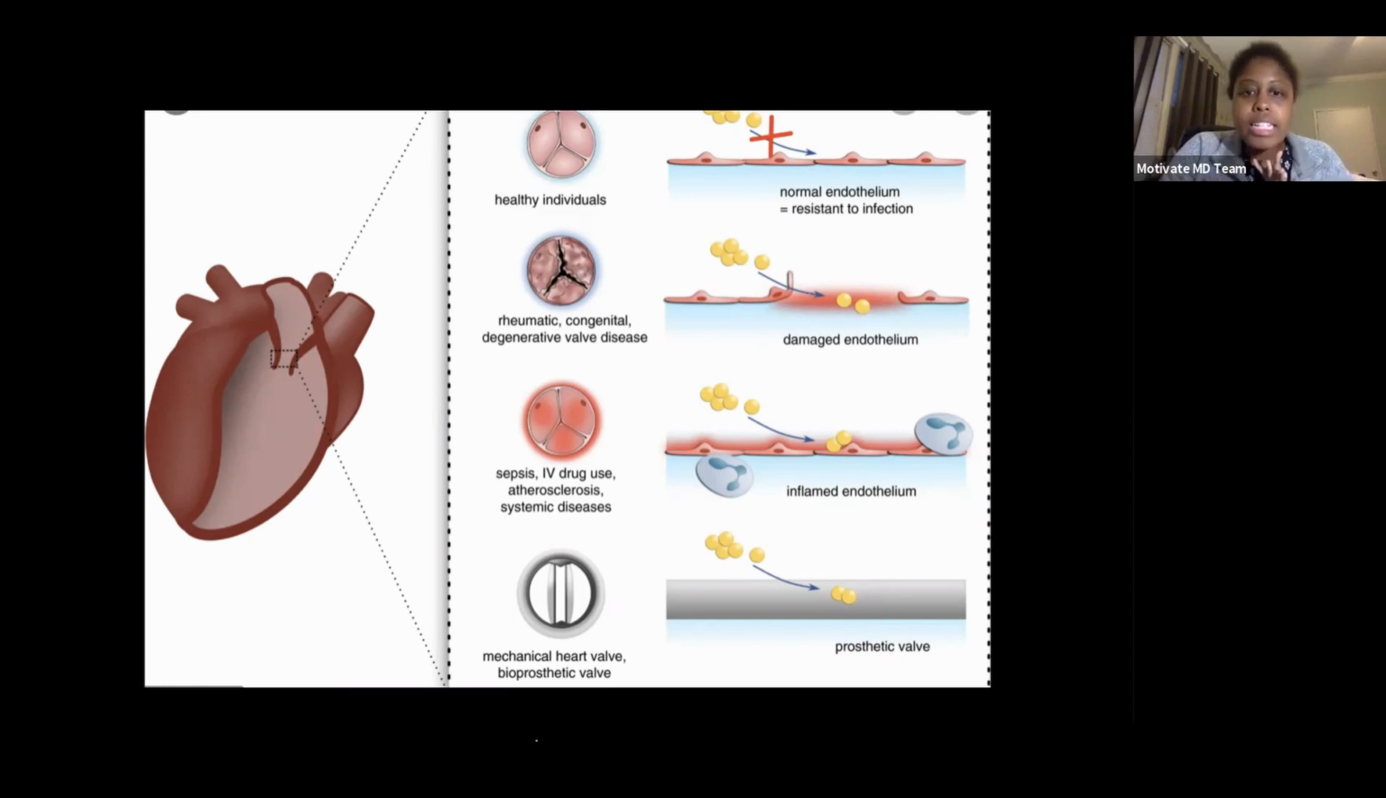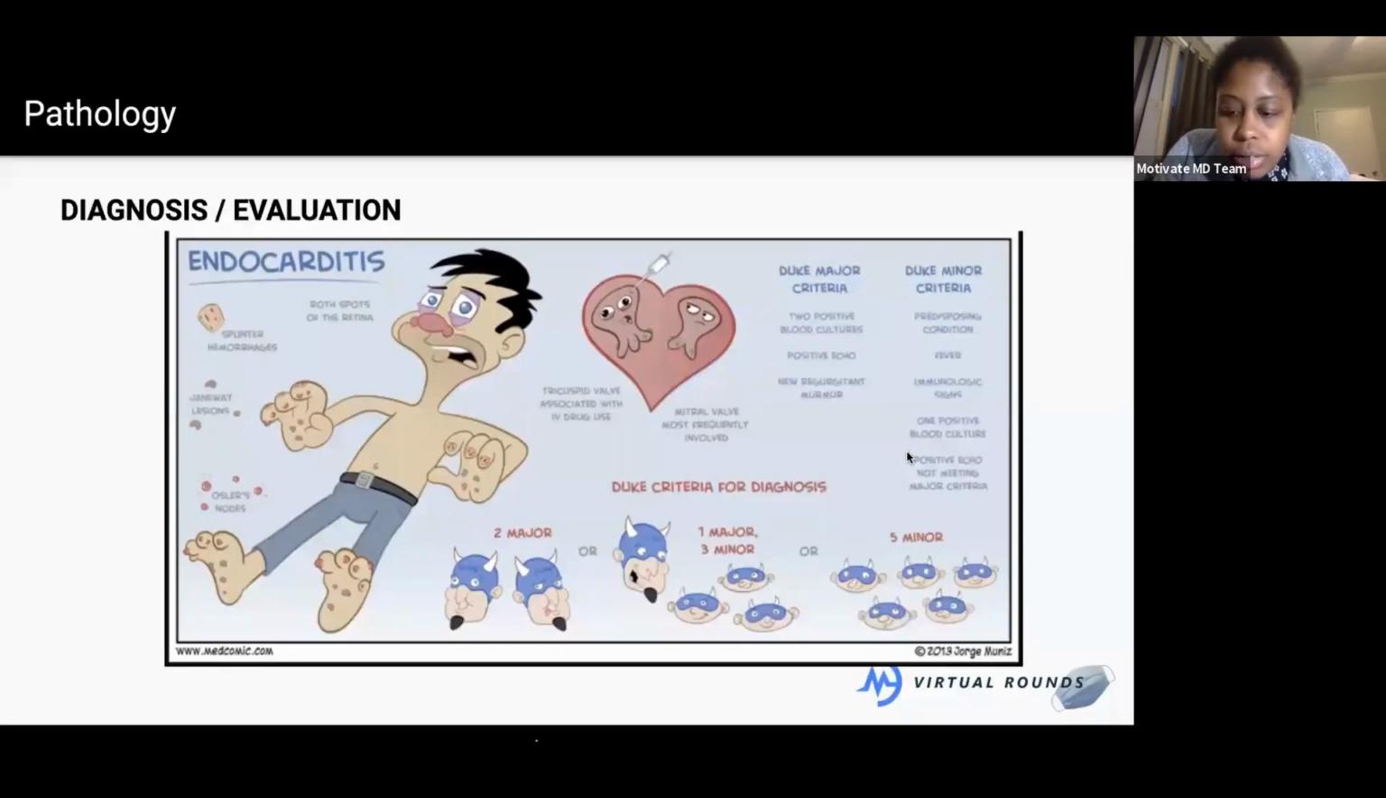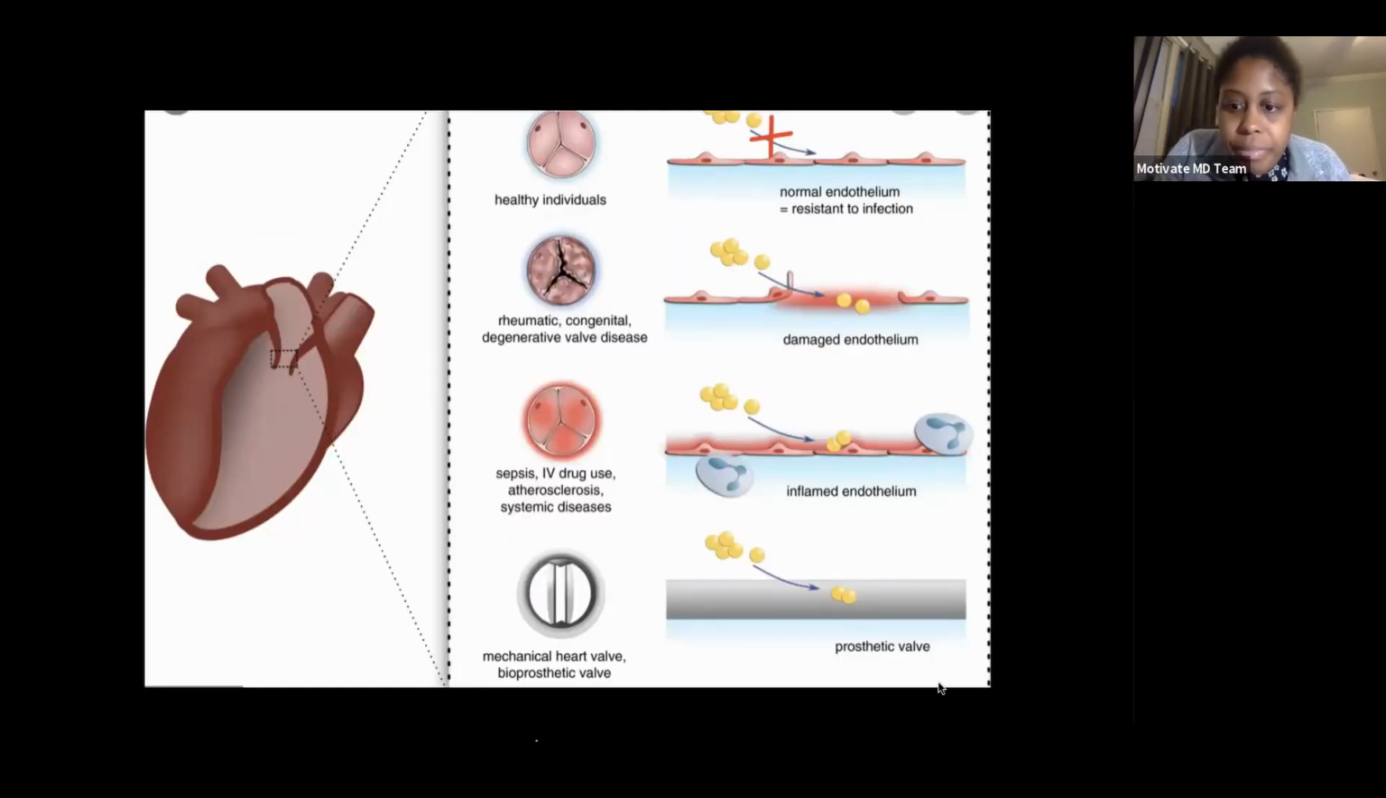And then same idea if someone uses IV drugs a lot, has really bad atherosclerosis or sepsis, when their endothelium gets inflamed, they're more likely to grow these thrombi of fibrin and platelets, and then there's the seeding process that happens. As you can see, those circular things are the seeding. And then at the bottom, they talk about prosthetic valves, but we won't get into that today.